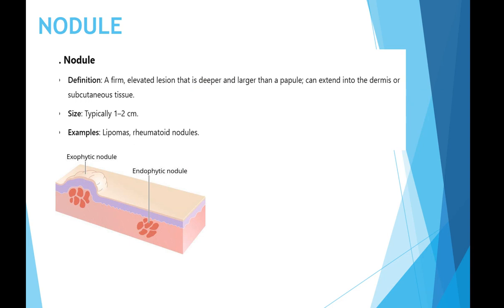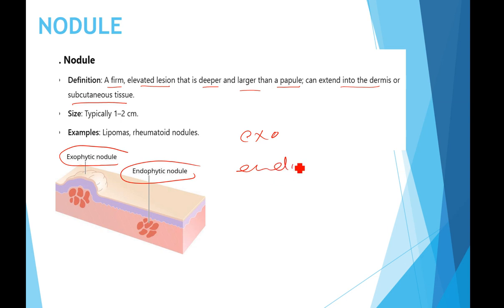Now moving towards another category from the elevated skin lesions, that is a nodule, and a nodule is a firm elevated lesion that is deeper and larger than a papule, can extend into the dermis or subcutaneous tissue. Okay, so nodule can be of two types, exophytic and endophytic. As you know, exo means out and endo means in.